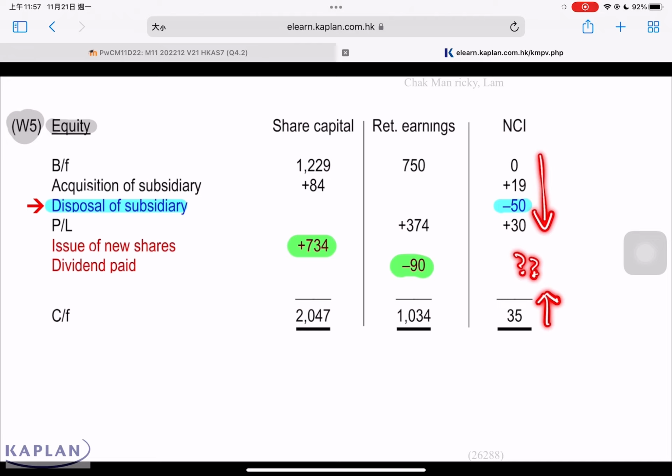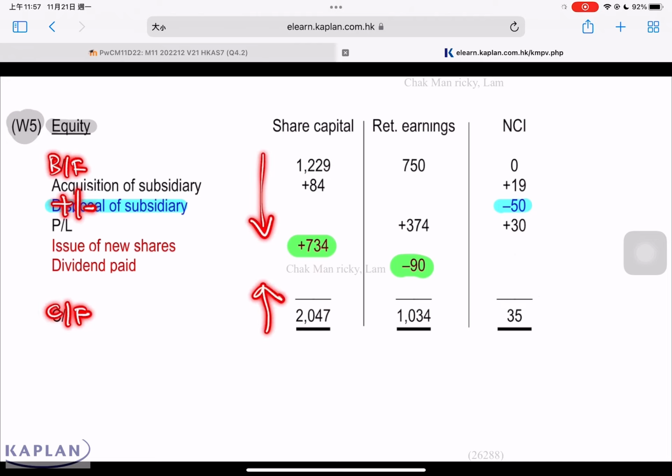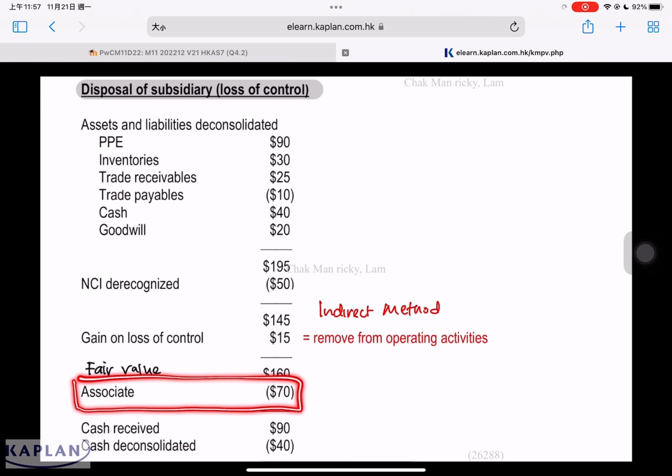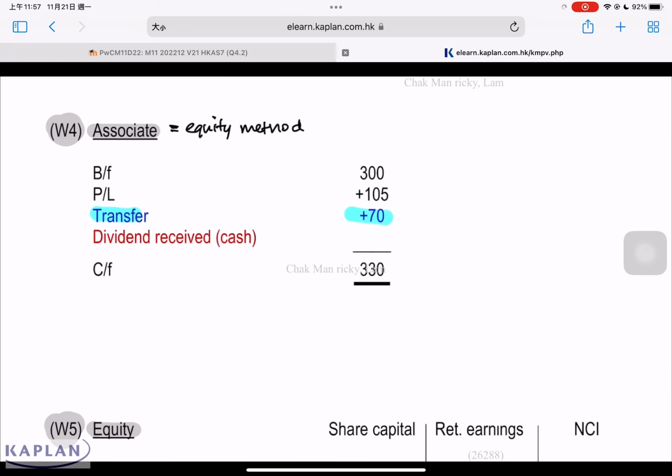This is one of the issues that you have to consider. Opening, closing, plus minus, and calculate the missing figure. When you say plus minus, is there any other thing that you have to consider? Associate. There's a transfer from subsidiary to associate, 70. Associate increased by 70 but it's a non-cash item. Increased by 70 by non-cash item transfer. It can be transferred from subsidiary. It may be transferred to subsidiary when there's a gain of control.